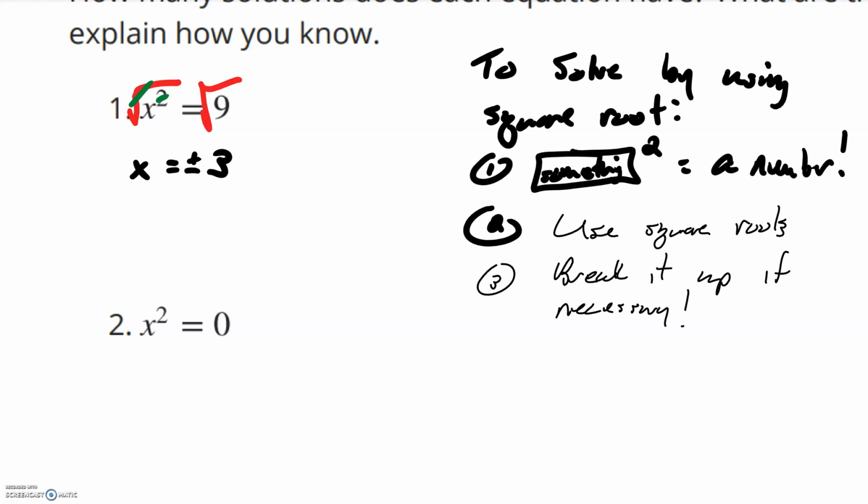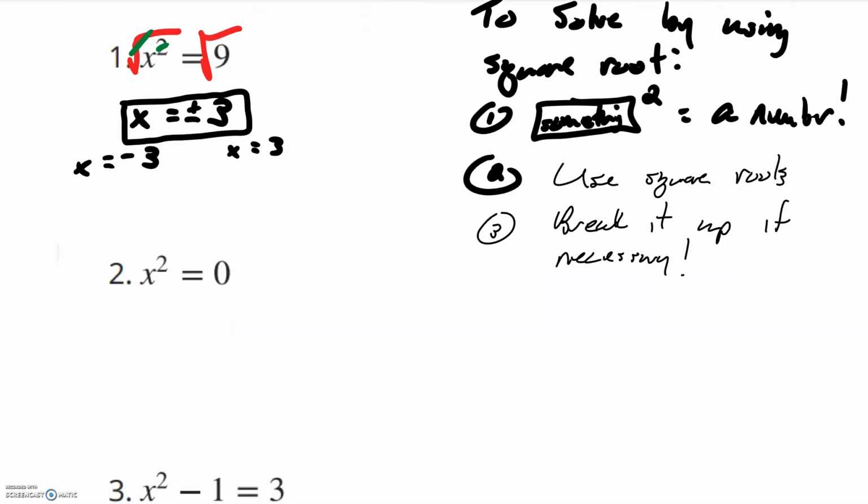Okay, so I have two answers here. I have x is equal to negative 3, and I also have x is equal to positive 3. I have two separate answers. If you wanted to leave it just like this, x equals plus or minus 3, that is totally fine. That's good notation, and I will accept that. Or you can write the two separate answers, x equals negative 3, x equals positive 3.